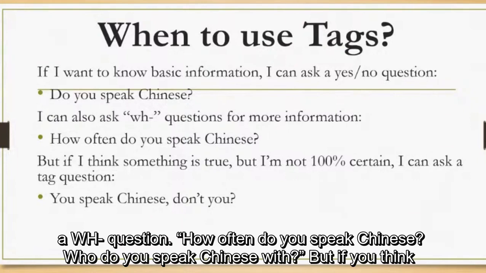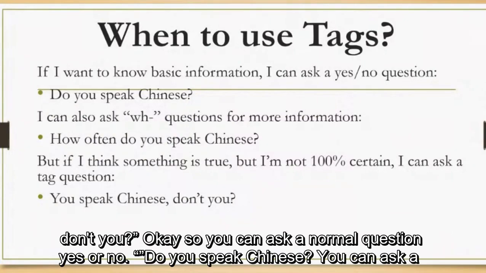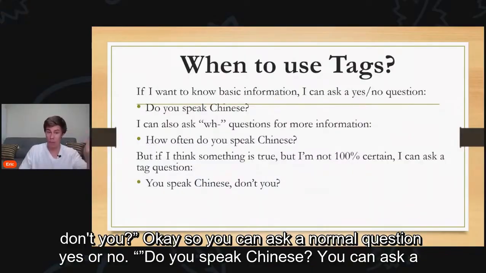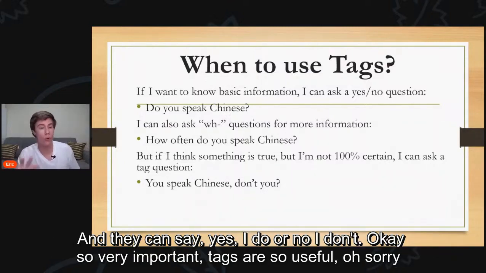But if you think something is true, but you're not 100% sure, you can ask a tag question. You speak Chinese, don't you? Okay, so you can ask a normal question, yes or no, do you speak Chinese? You can ask a WH question, how often do you speak Chinese? Or you can use a tag. You speak Chinese, don't you? And they can say, yes, I do, or no, I don't. Okay, so very important. Tags are so useful.